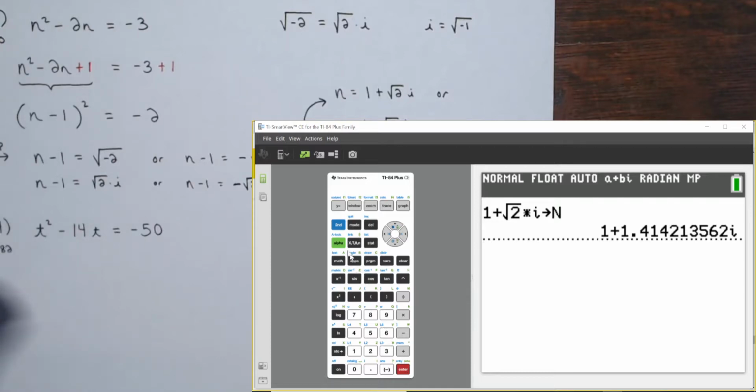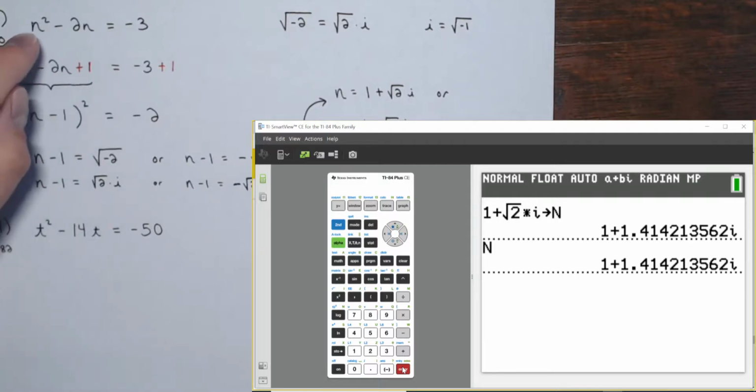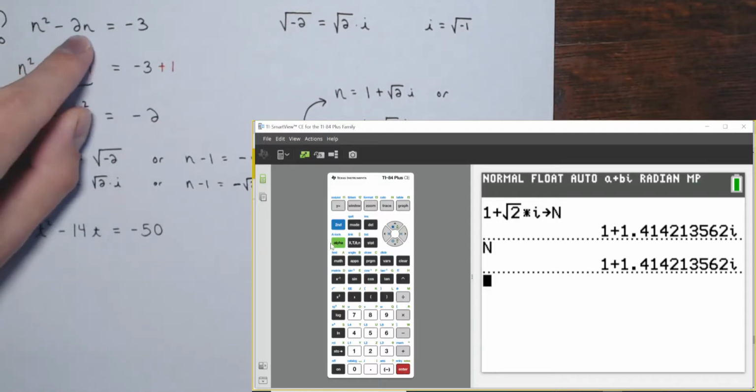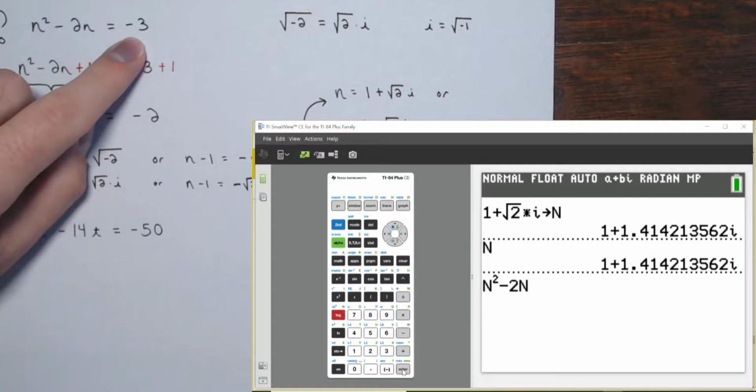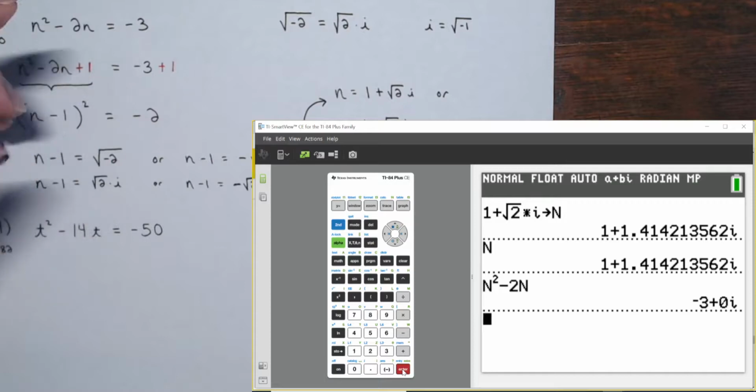And now, whenever I use the letter n in a calculation, it is this number, 1 plus the square root of 2 times i. Alright, and let's see what happens when I take n squared minus 2n. So I'm going to go to the left side of the equation there, n squared minus 2n, and I better get negative 3. Alright, and let's see. Look at that, negative 3 plus 0i, which is negative 3.